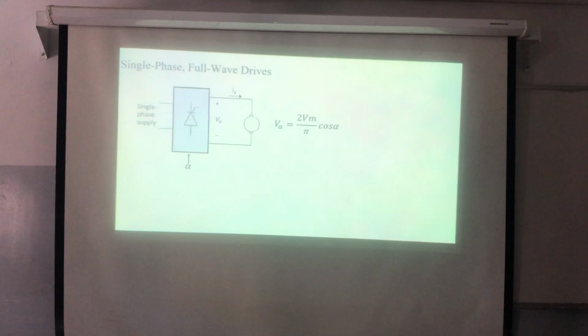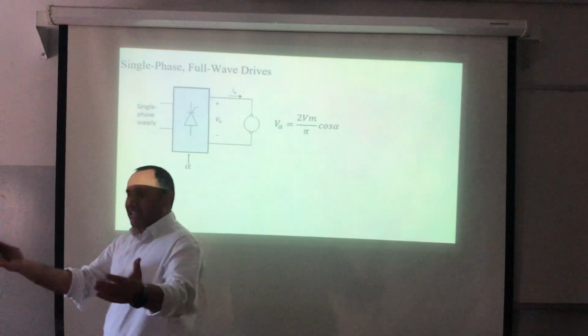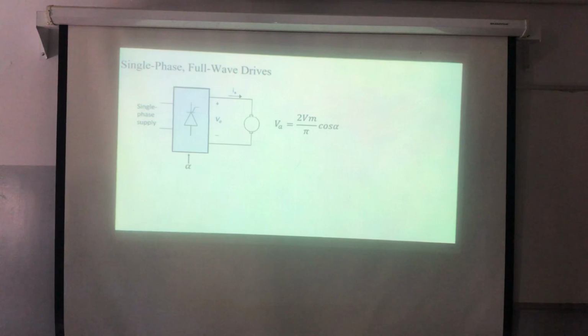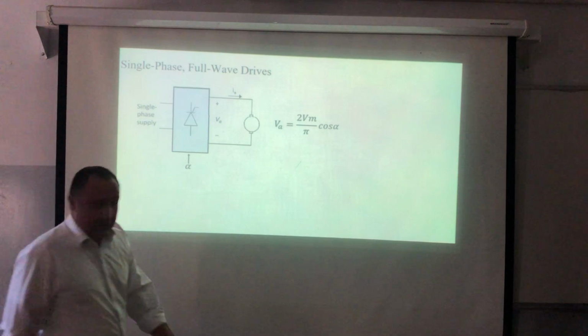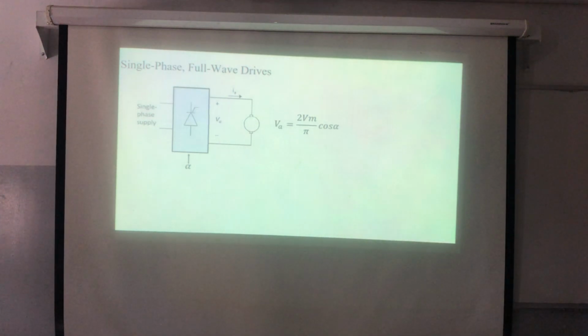If I need to plot this one, I will plot it as a function of alpha, as a function of omega t. So the first thing, if alpha equals 0, what will I get? 2V max over pi, the maximum. Now, if alpha equals pi, it will be the negative, the maximum in the negative direction, the opposite side. If alpha equals pi over 2, it is 0. So simply it will take the shape of the cosine.